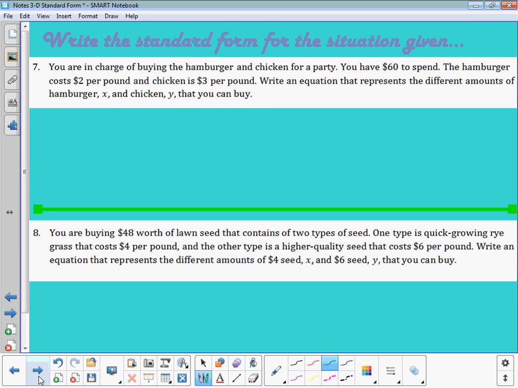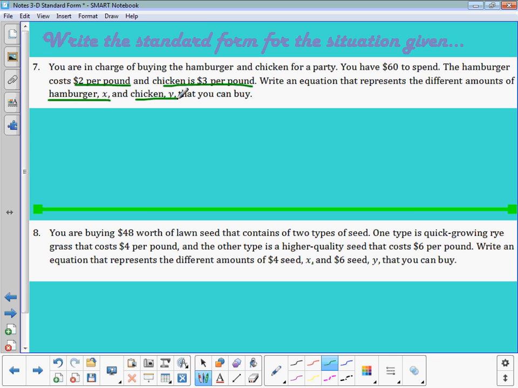Okay, taking a look at number 7. You're in charge of buying the hamburger and the chicken for a party. You have $60 to spend. Okay, the hamburger costs $2 per pound and the chicken costs $3 per pound. Write an equation that represents the different amount of hamburger, X, and chicken, Y. So in this problem, it actually assigns it for you.